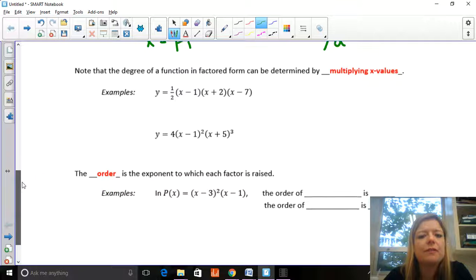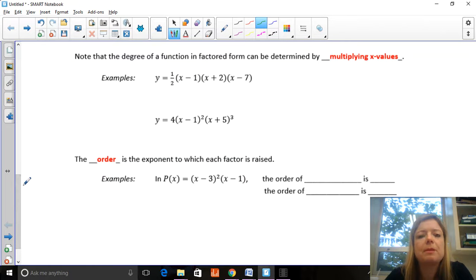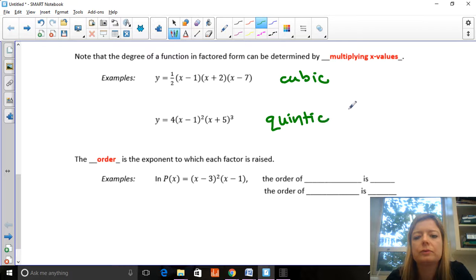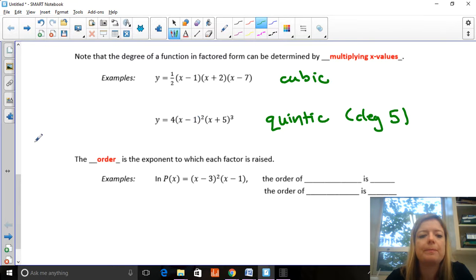Note that the degree of the function in factored form can be determined by multiplying x values. So here we would have an x times an x times an x, so that would be cubic. Now careful here. Here you have 2 x's and 3 x's, so that would be quintic, which means degree of 5. Okay, so because it's 2 and then 3.